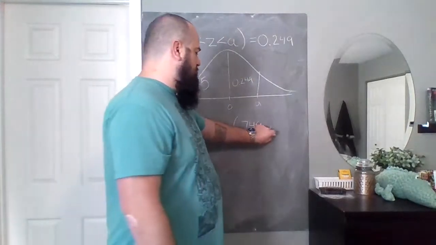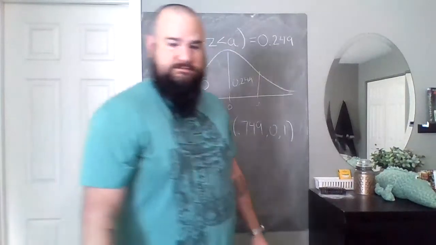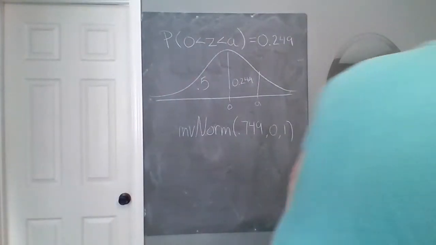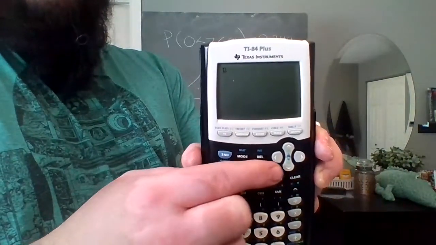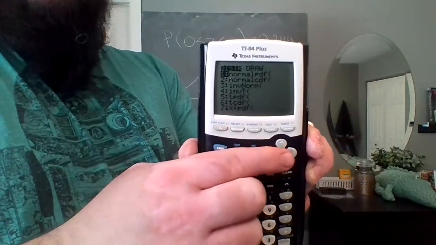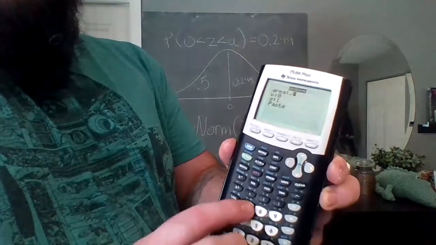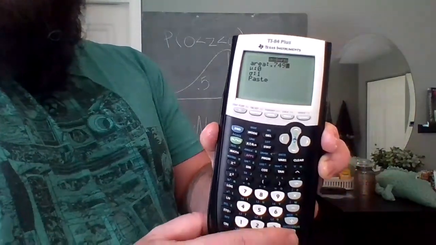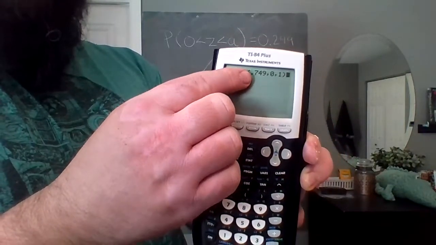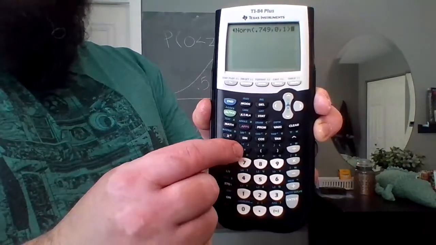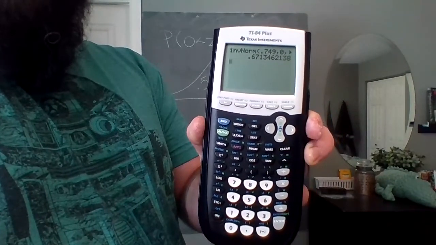And then we have a mean of 0 and a standard deviation of 1 because this is a standard normal distribution. And so let's grab our calculators. We're going to do second, distribution, inverse norm. Now this is my calculator version, depending on yours. 0.749. If you have a different version, once you hit inverse norm, it would give you this parenthesis. Then you just put 0.749, comma 0, comma 1, and we hit enter, and we get our answer, 0.67.